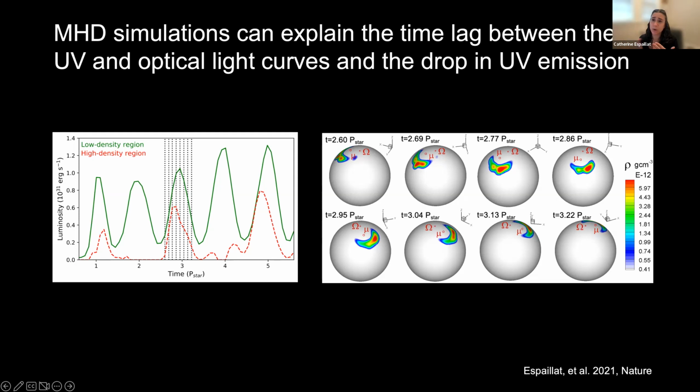So that's why the emission from the UV, which is tracing the high density part of the hotspot, peaks first, because it's leading as the crescent shaped hotspot is rotating. So it's not actually symmetric. Correct. It's not symmetric.